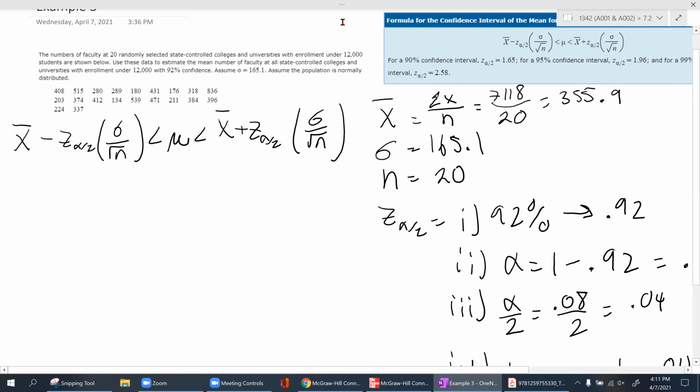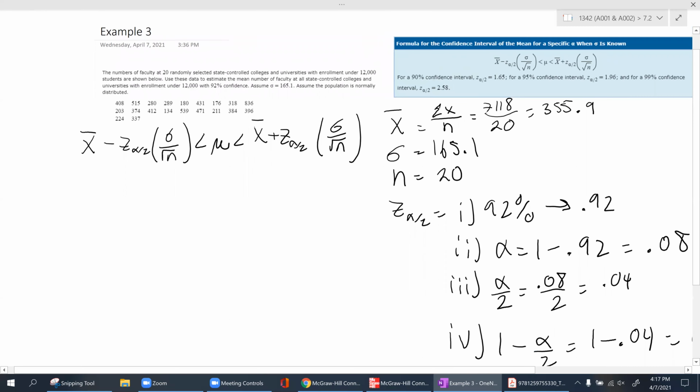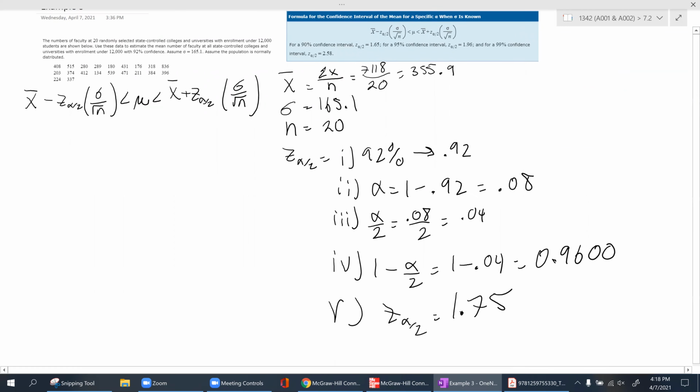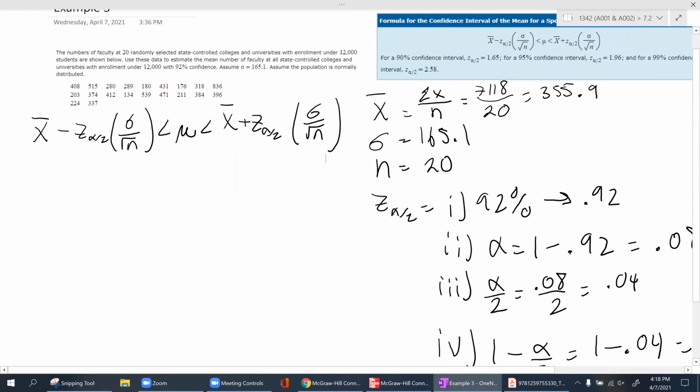We got this Z value, so at this point I can plug everything in. 355.9 minus the Z value that I got, 1.75, times my standard deviation, which was 165.1. That was given. For the test, I may give you all this data and might ask you to find everything. It can just be a set of numbers, so be ready for that.